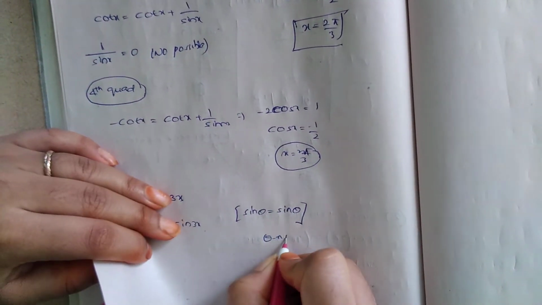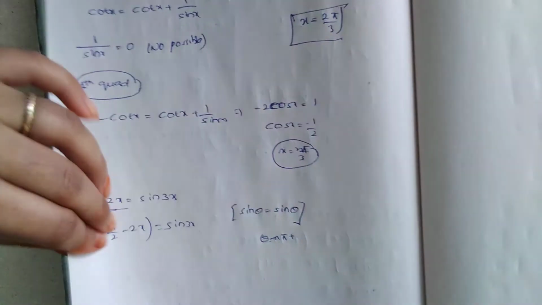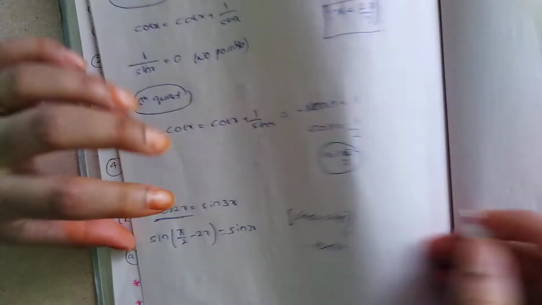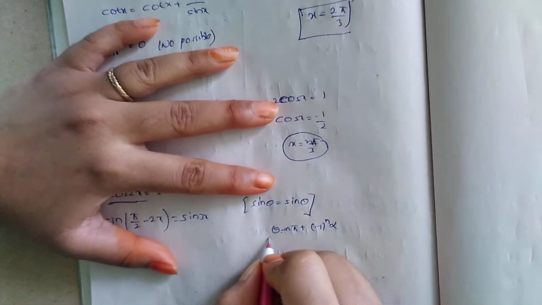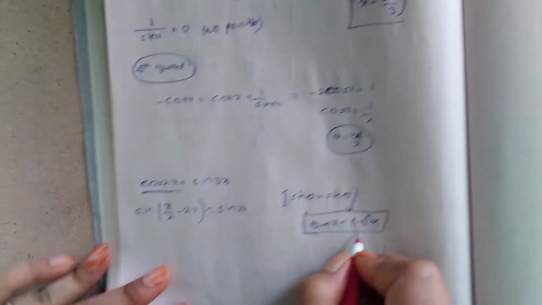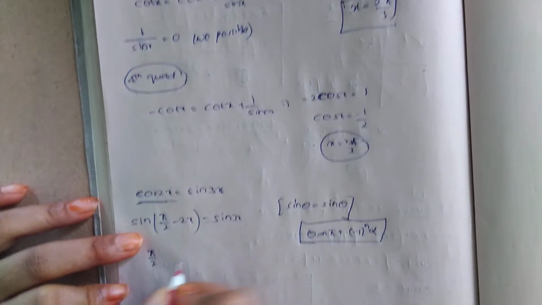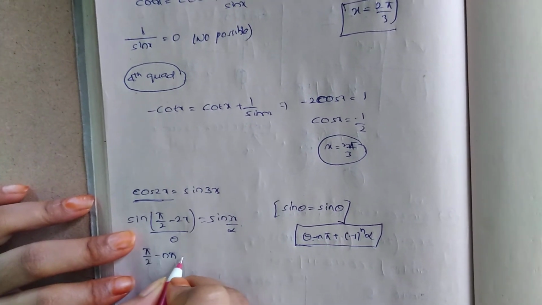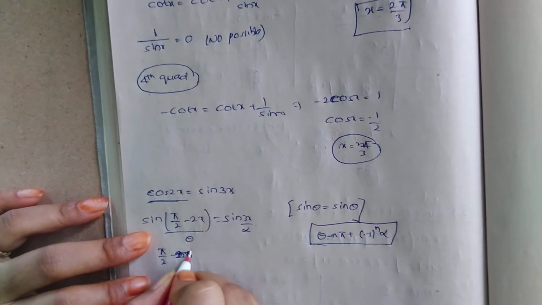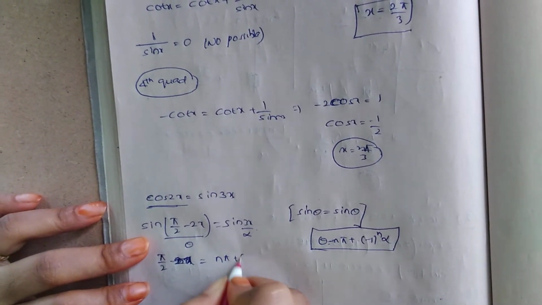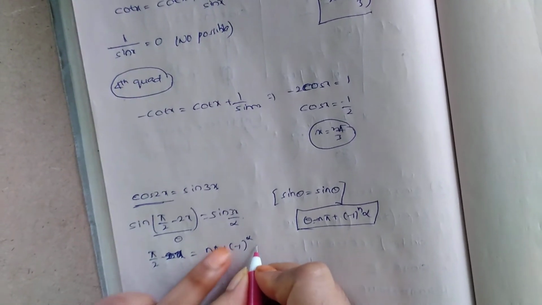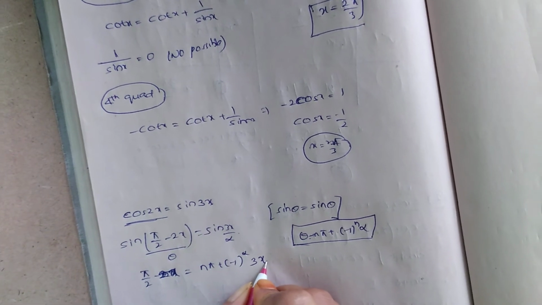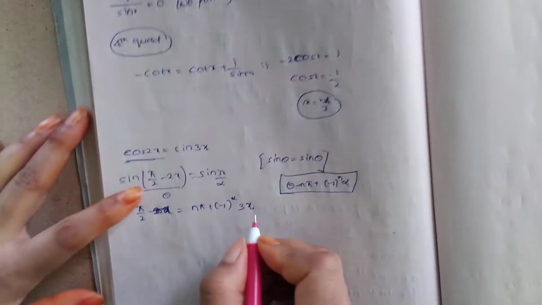Theta is equal to n pi plus, minus 1 power n into alpha. We can apply this formula. Here this is our theta and this is our alpha. So pi by 2 minus 2x is equal to n pi plus minus 1 power n into alpha, which is 3x.